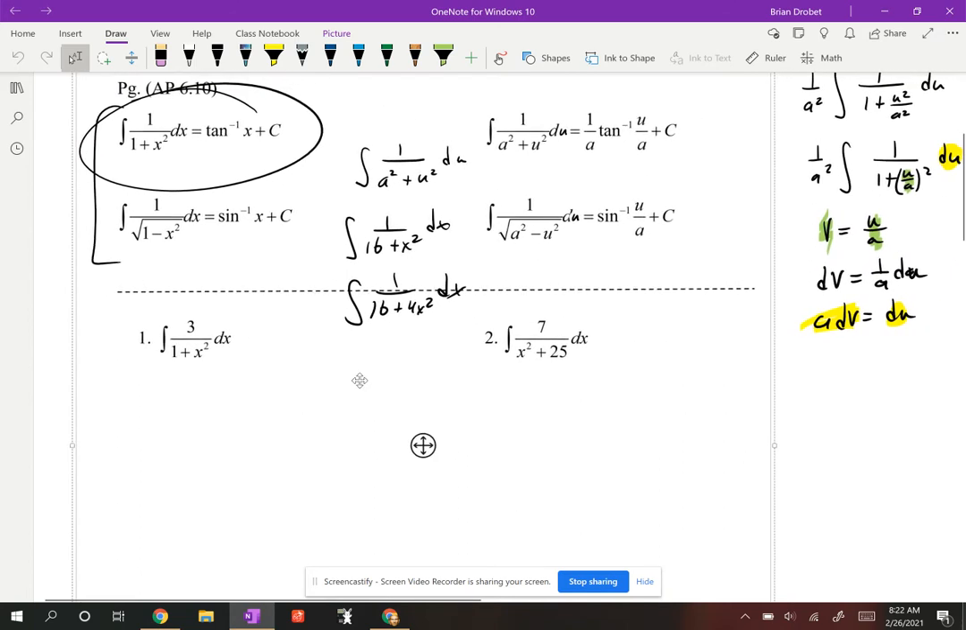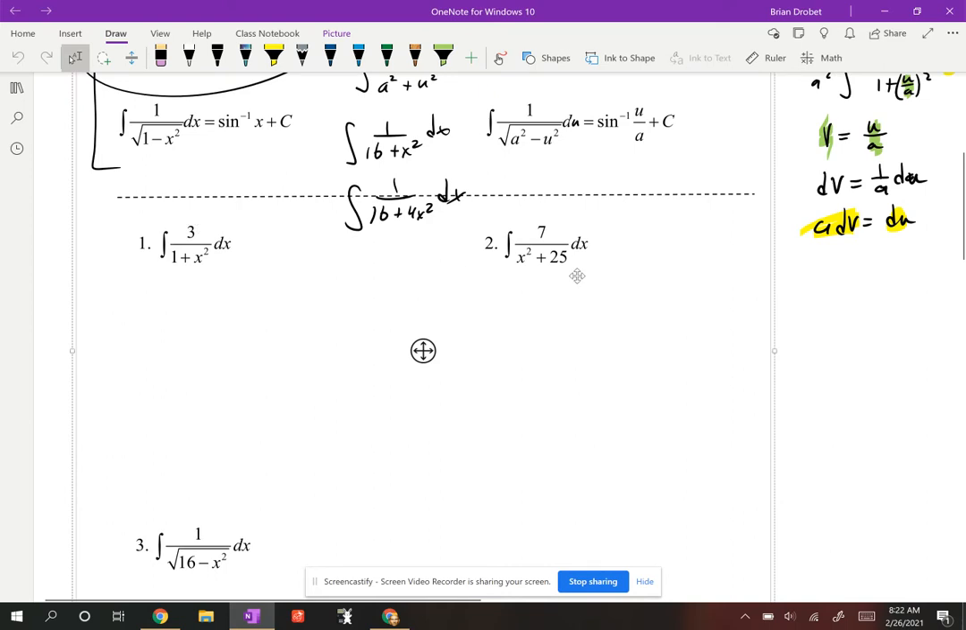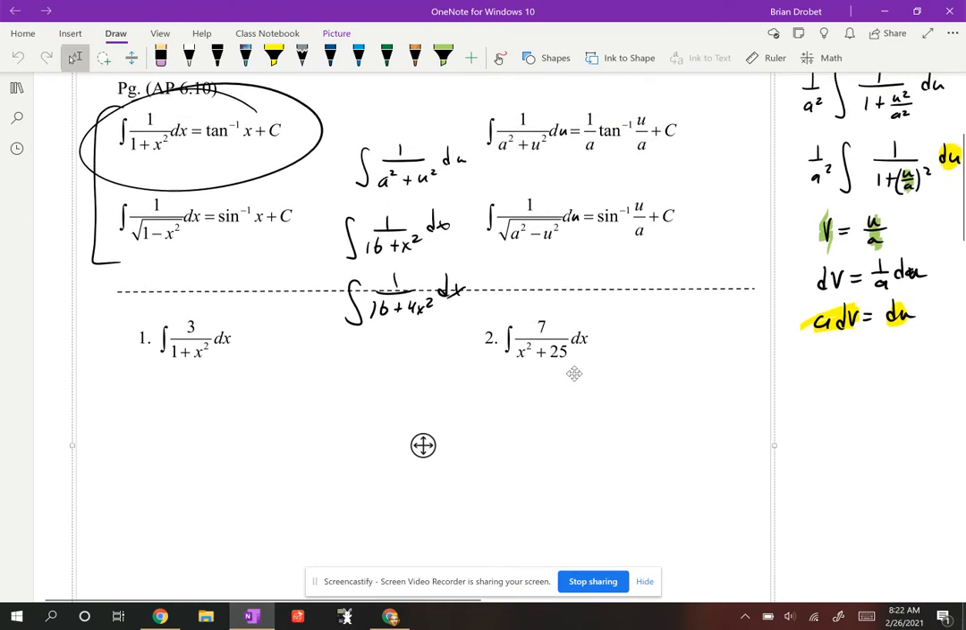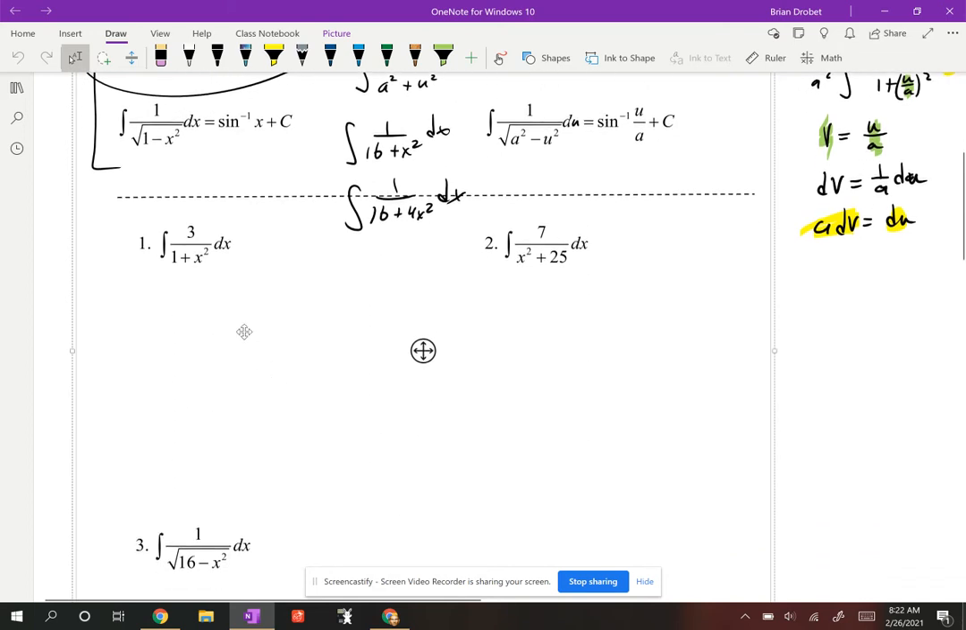You're going to use this when you have a rational expression that has a denominator that is quadratic in nature, but you can't use a u substitution. So in each one of these cases here, you see that. Now, how do I know I can't use a u substitution?